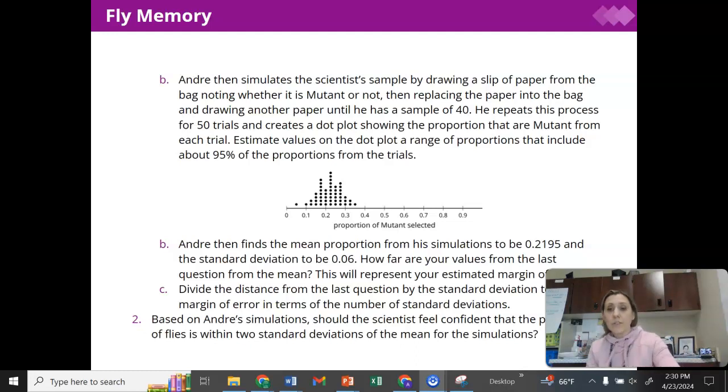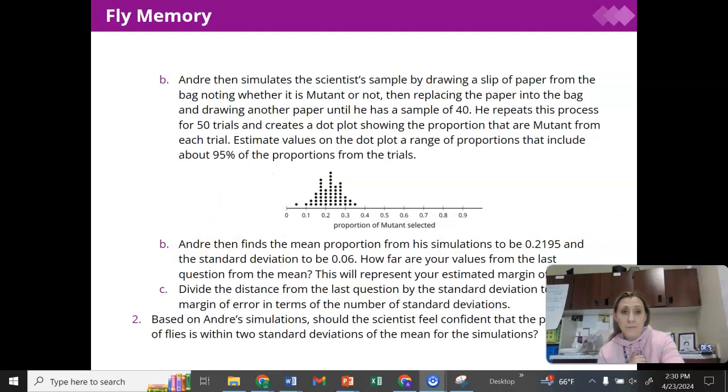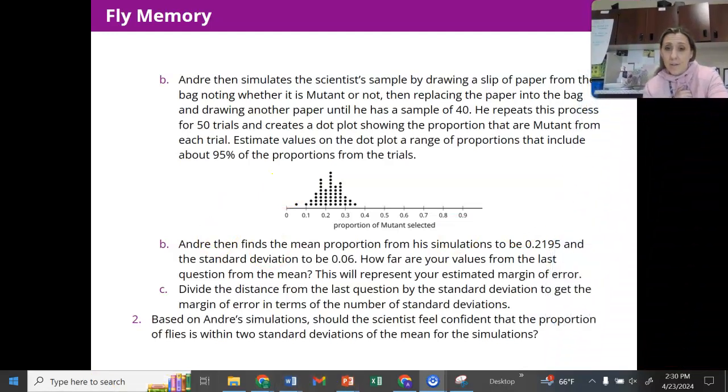So then we're going to divide the distance. So this is C. Divide the distance from the last question and by the standard deviation to get the margin of error in terms of the number of standard deviations. So we've done this. We did this in the last part of the unit. So go ahead and hit pause and do that.